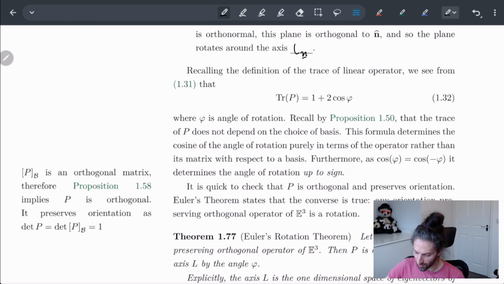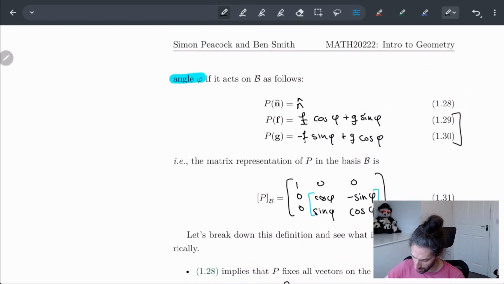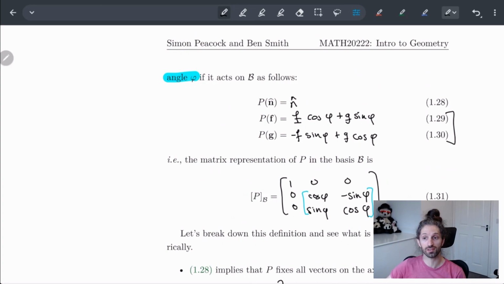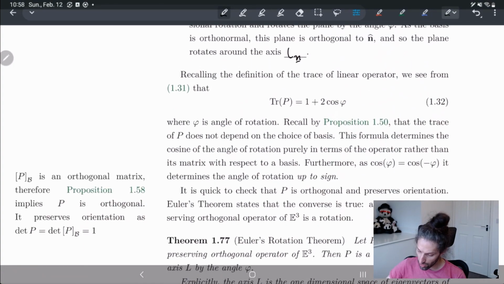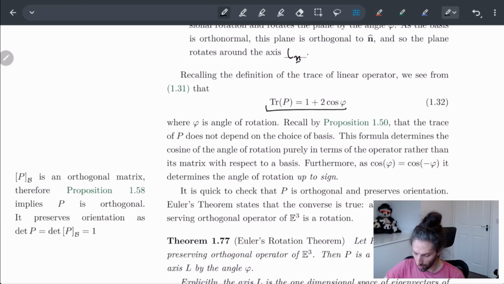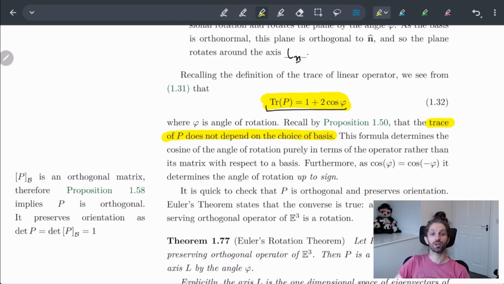Now what we can do is look at the trace. If I look at this matrix and its trace, remembering that the trace doesn't change, I have 1 plus cosine phi plus cosine phi. So the trace of a linear operator for the rotation is always going to be the same. This trace doesn't change for a rotation, where phi is the angle. And here, just remember that the trace of P doesn't depend on the choice of basis. So it doesn't matter what basis we started from, it's going to be the same.